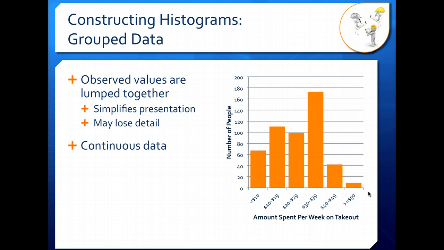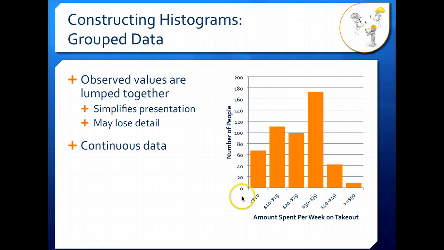When you get to grouped data, the second type of data you can have in a histogram, you start lumping values together. This will simplify your presentation, but you might lose some detail. The reason you lump the data together is because it is continuous, and that means it can be infinitely subdivided, or at least subdivided to a degree greater than what you're showing.